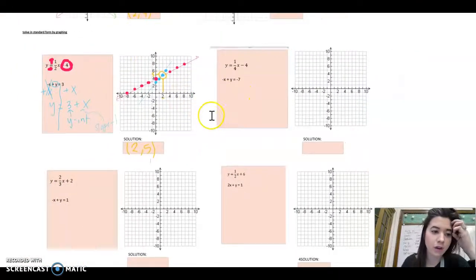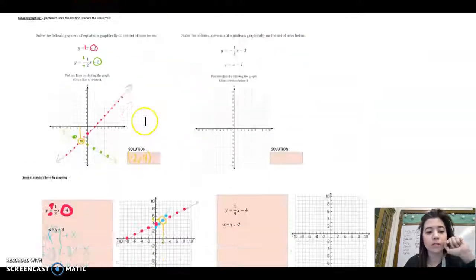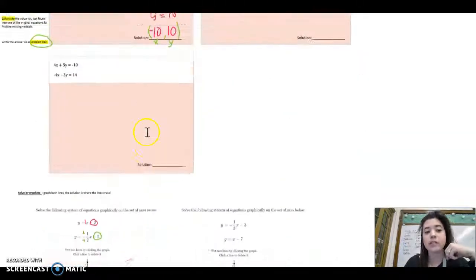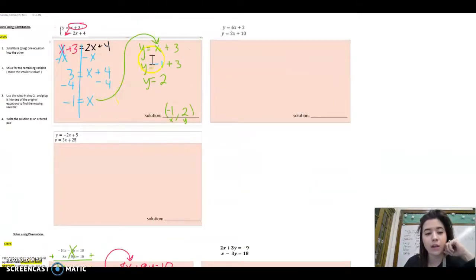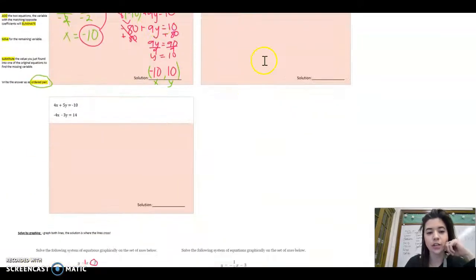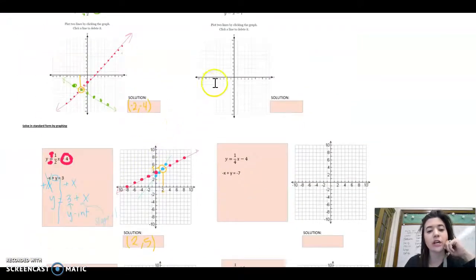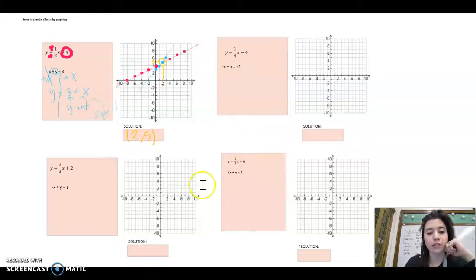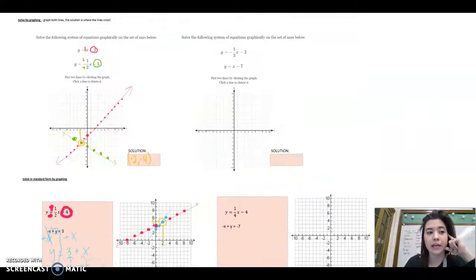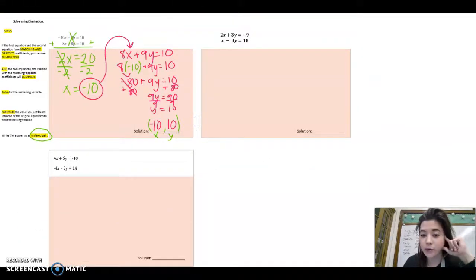All right, so a couple different types of problems. You have your example, an exemplar to look at. I want you to go ahead and try these 2 substitution, these 2 elimination, and then try all 4 of these graphing problems. And then again, you have the answer key to see if you got it right.